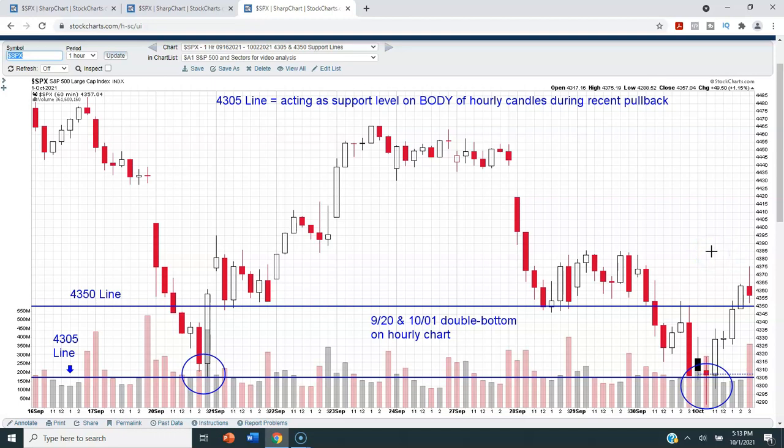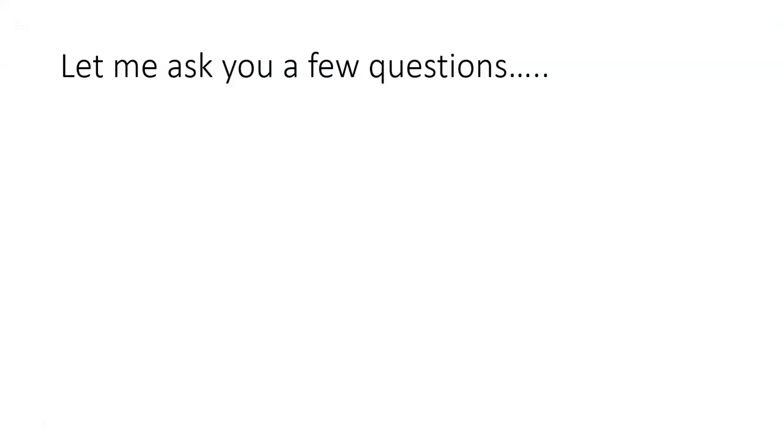Guys, there's no way to know at this point, but from a technical standpoint, I do like the fact that we have at least put in a short-term double bottom on the hourly charts, but we will want to see follow-through on this next week.